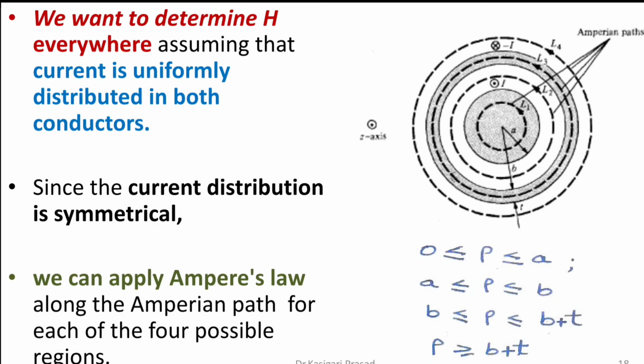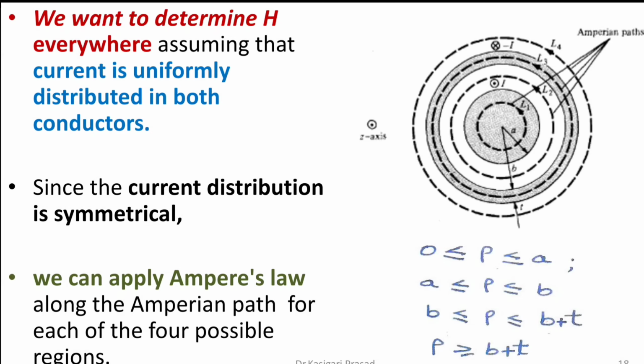Now we want to determine h everywhere, assuming that current is uniformly distributed in both the conductors and also the current distribution is symmetrical. Since the current distribution is symmetrical, we can apply Ampere's circuital law. So while applying Ampere's circuital law, here we will have 4 different possible regions.